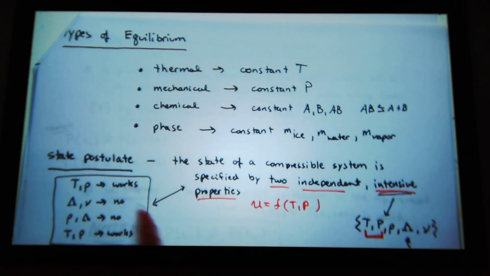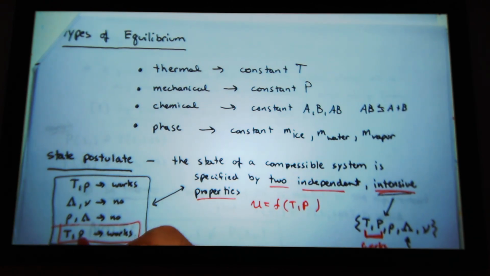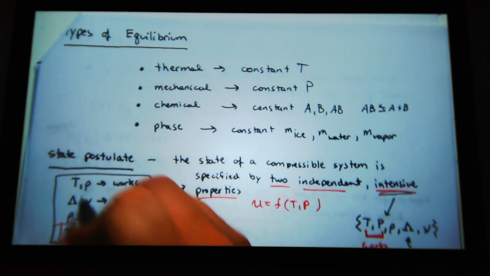So temperature and pressure works. I could use temperature and density. We already talked about density, it wasn't additive. We could use thermal conductivity, temperature and thermal conductivity too. But, you know, what do we use? This one. Yes? For the third equation that you have in the state postulate, is that pressure or density? Density. This one's pressure. The last one's pressure. This one's density.